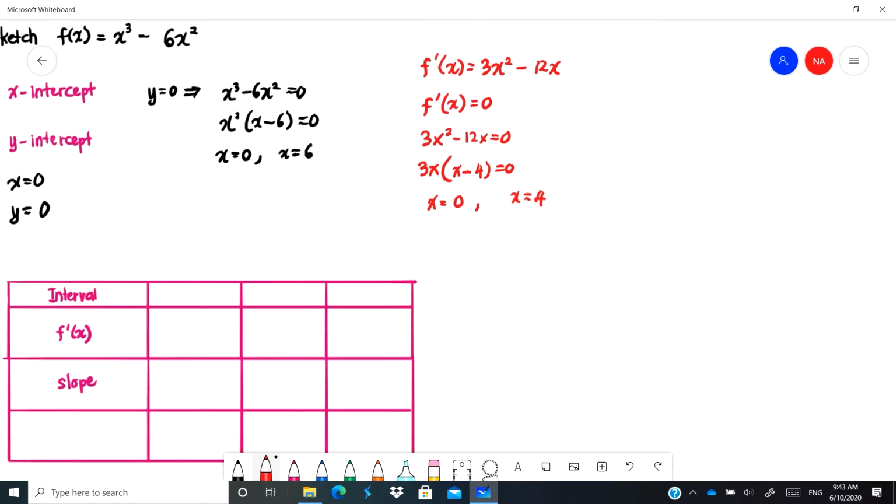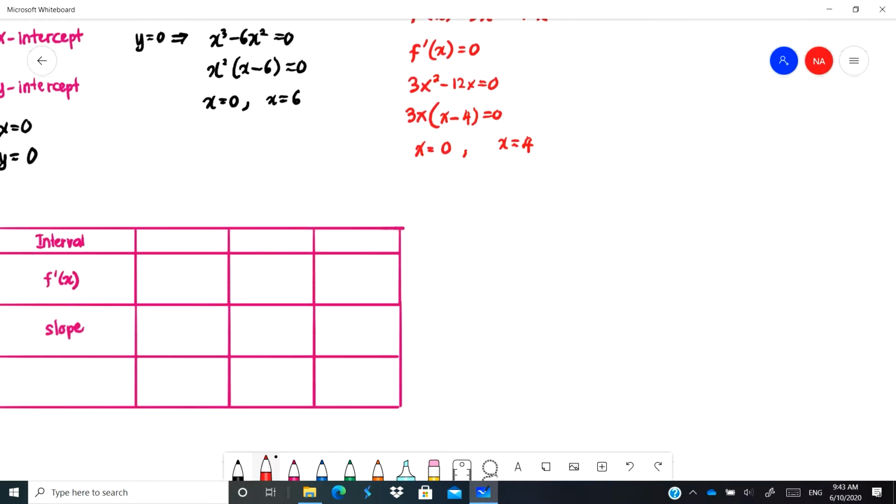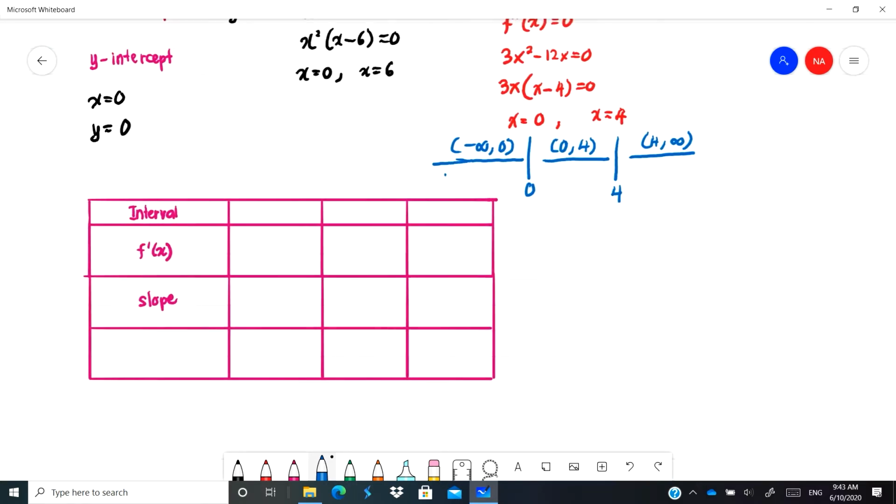So I'll have two boundary points here, which are x equal to 0 and x equal to 4. So what are the intervals here? From -infinity up to 0, for the middle interval 0 up to 4, and the last interval from 4 up to infinity. We're going to fill up the table from -infinity up to 0, from 0 up to 4, and lastly 4 up to infinity.